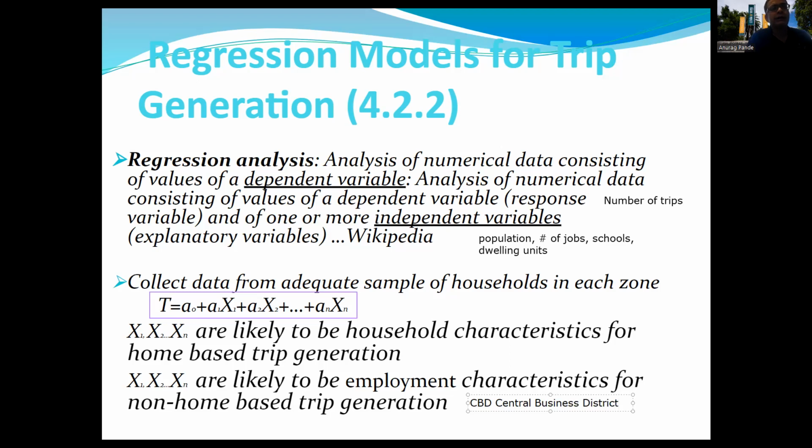this is your downtown area. A lot of the time, your trip generation will be based on employment characteristics of a location, like number of jobs. And for home-based trips for a neighborhood, the trips will be based on how many houses are there, what is the income of those households, how many cars do they own, and things like that.